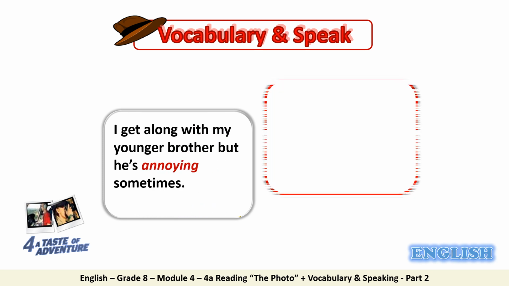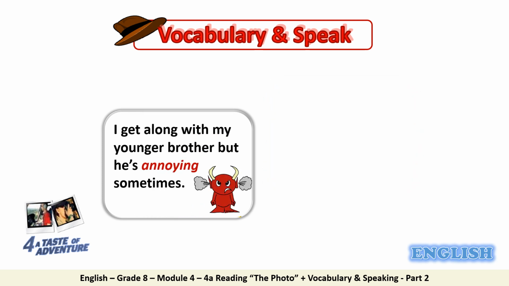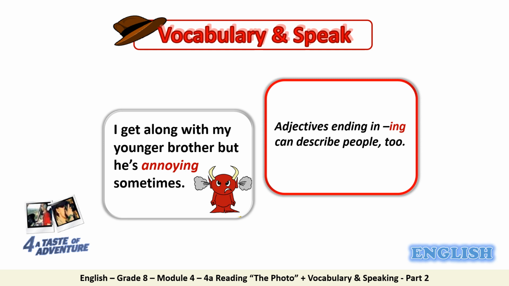Let's look at this example. I get along with my younger brother, but he's annoying sometimes. My younger brother is annoying. It's his characteristic. He's annoying sometimes. He makes me feel annoyed. So pay attention that we use adjectives ending in ing to describe people too.